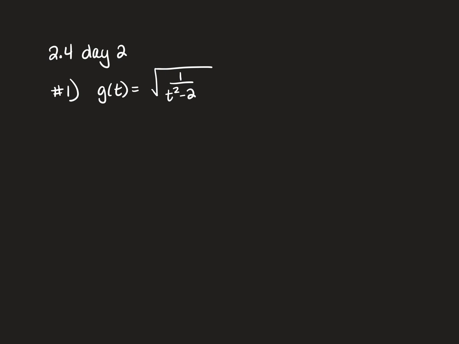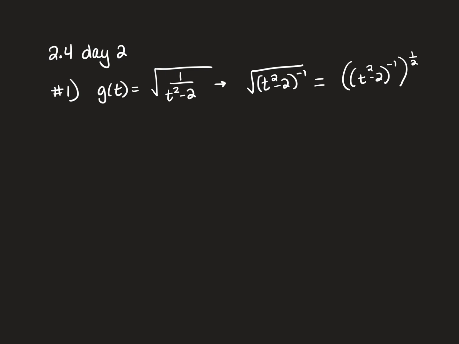So number one, if I'm going to find this derivative, I need to rewrite this. I'm going to rewrite it as the square root of (t squared minus 2) raised to the negative 1 power. Now I'm going to write that square root function as t squared minus 2 to the negative 1 power, and then all of that raised to the 1/2 power.